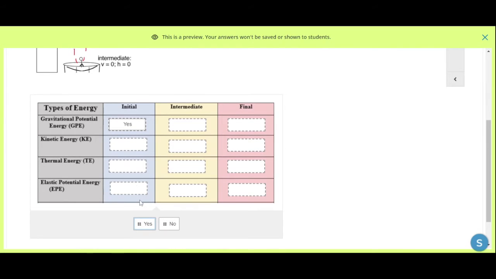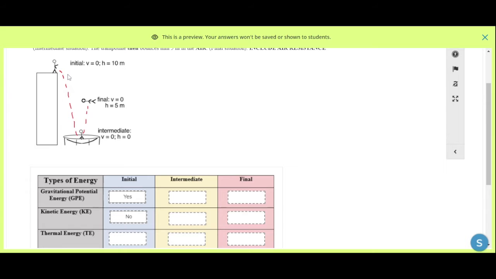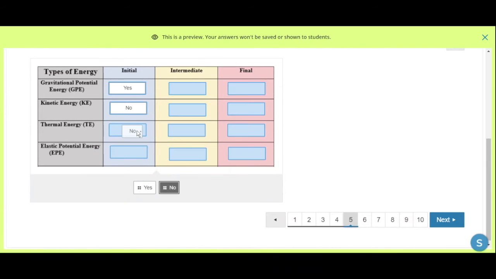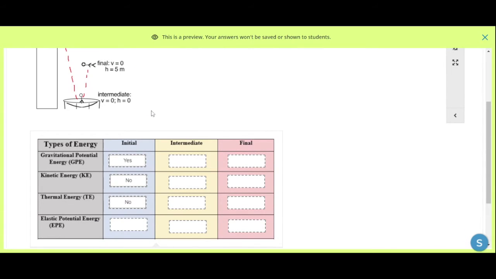So if he's not moving or he's at rest, there is no kinetic energy. Thermal energy is energy that comes from friction or air resistance, and also it's energy that has been lost. We are not losing any energy at the beginning, so we can say that thermal energy is zero, or it does not exist in the beginning. And this will be the case for every single problem. Initially, you will always have zero thermal energy.